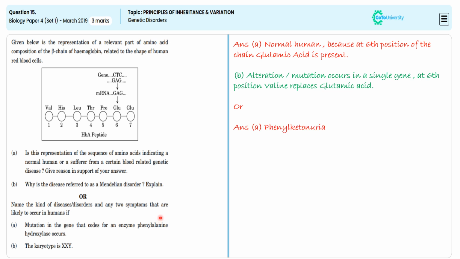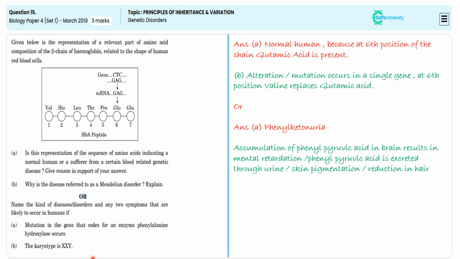And for specifying the accumulation of phenylpyruvate in the brain results in mental retardation, phenylpyruvate is excreted in the urine, there is reduced skin pigmentation, and there will be a reduction in hair growth. So for all this specification, we are getting another 1 mark.